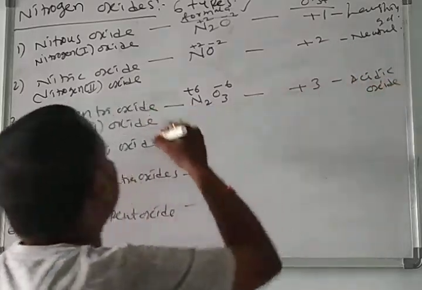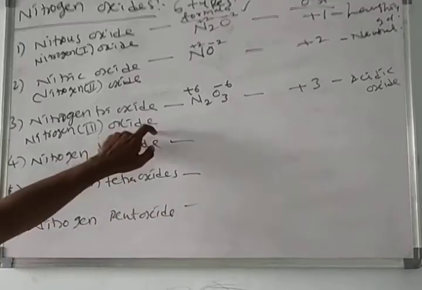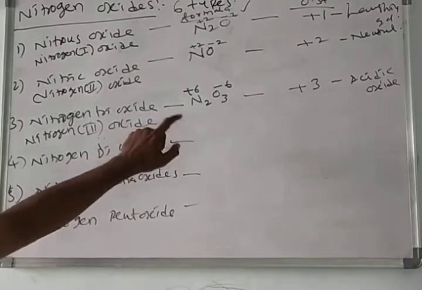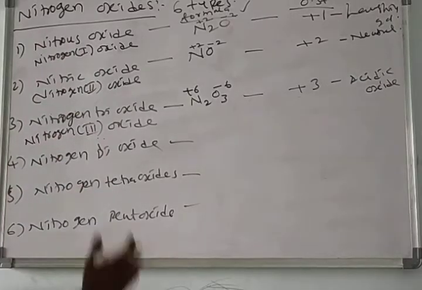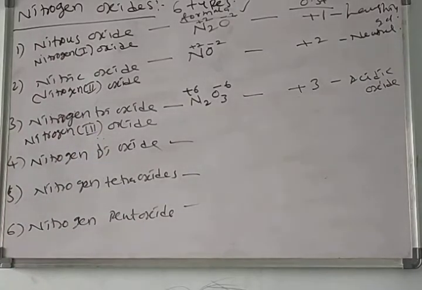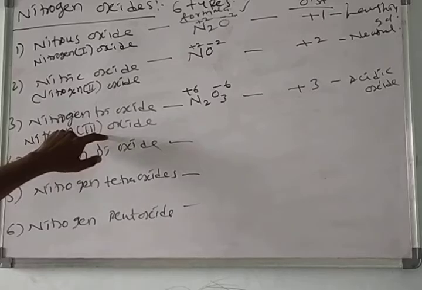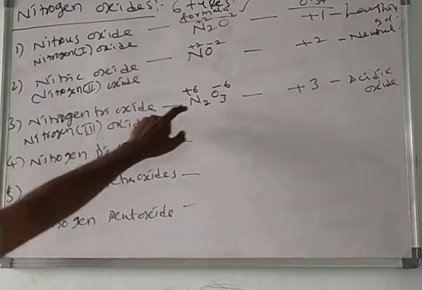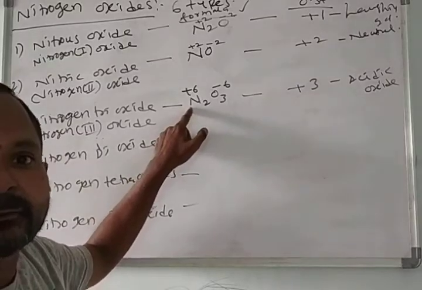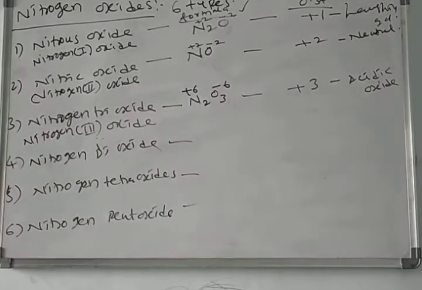Why is it an acidic oxide? When it is dissolved in water, it gives nitrous acid. That's why it is an acidic oxide. This is also called the anhydride of nitrous acid. This is also called nitrogen trioxide, also called anhydride of nitrous acid.